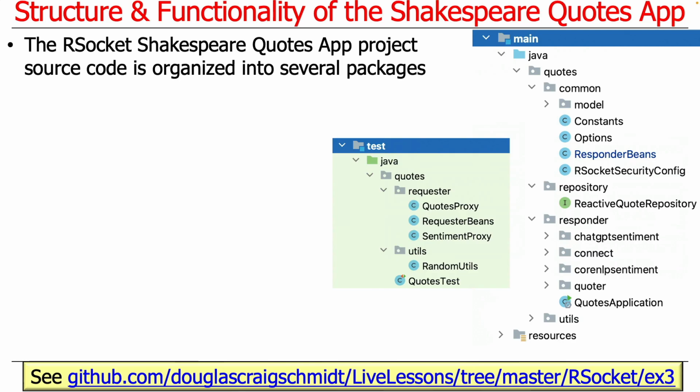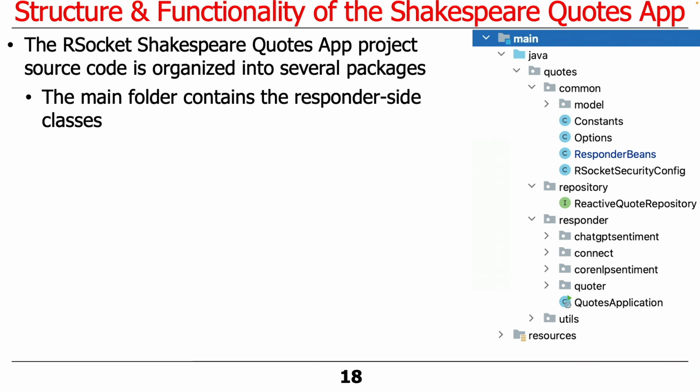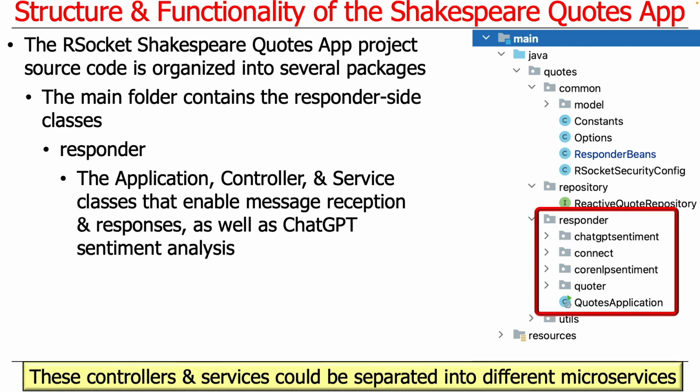Quick overview of the structure of things, because it's gotten more elaborate. So we've got the server part, or the responder part, which is organized into a bunch of packages. This is where all the fun stuff really resides. We've got the ChatGPT sentiment analyzer. We've got the Connect controller. We've got the quoter, which is what gets the requests for the Shakespeare quotes.